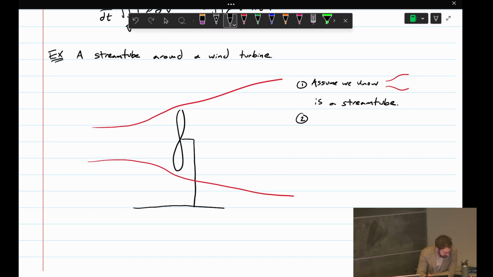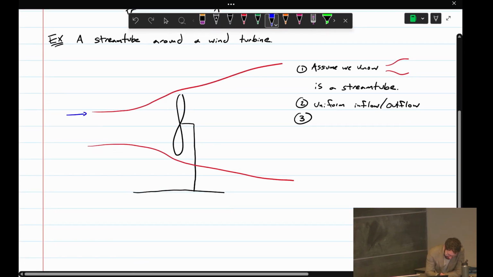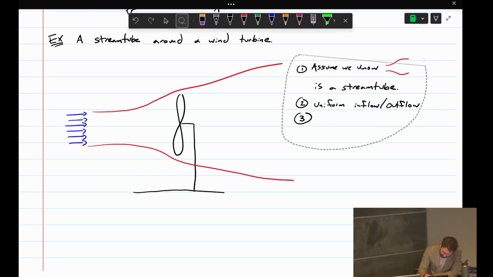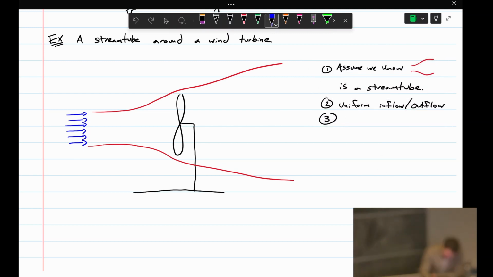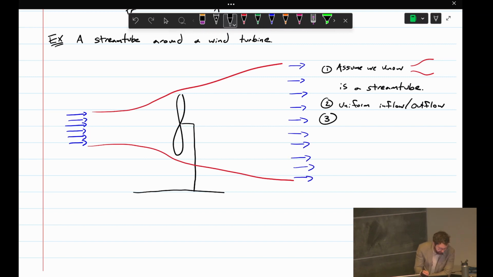The second thing is, by the way, this is the sort of thing that will be given in a problem. It's not an assumption you have to write down. We're going to say uniform inflow and outflow. Uniform meaning the velocity at the start of this stream tube is all the same across the entire area. Same thing at the outflow. So we have the same velocity here. We don't have some sort of velocity profile.